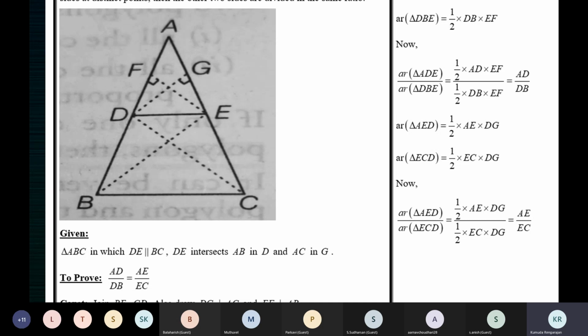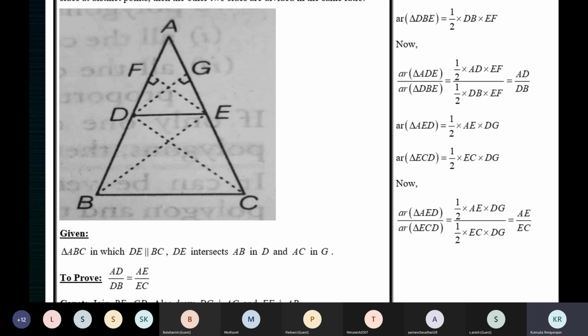Very good. Yes. Anyone else wants to try? Yes, good. Arnav and Parkavi. One more student. If a line is drawn parallel to any one side of a triangle to intersect the other two sides at distinct points, the other two sides are divided in the same ratio. Very good, Tirunesh. Very good.